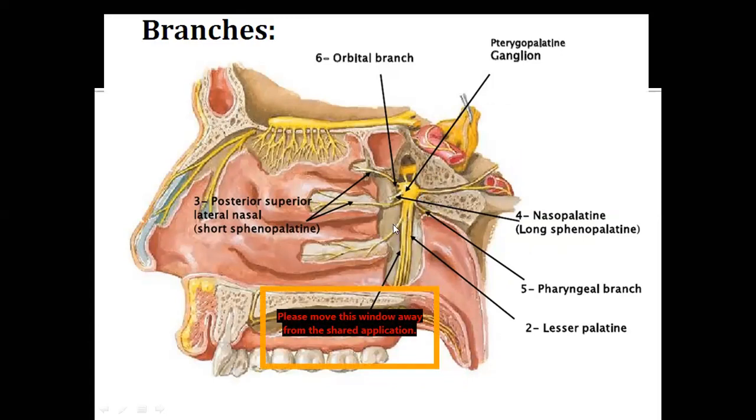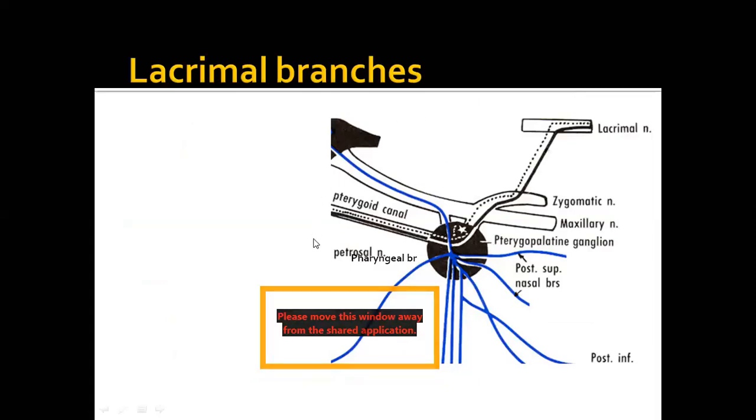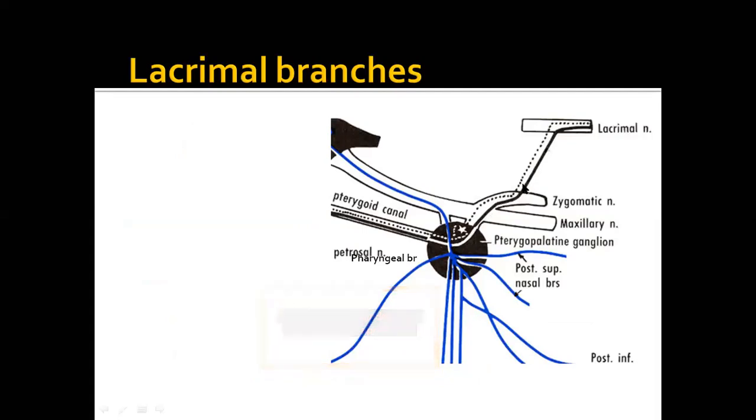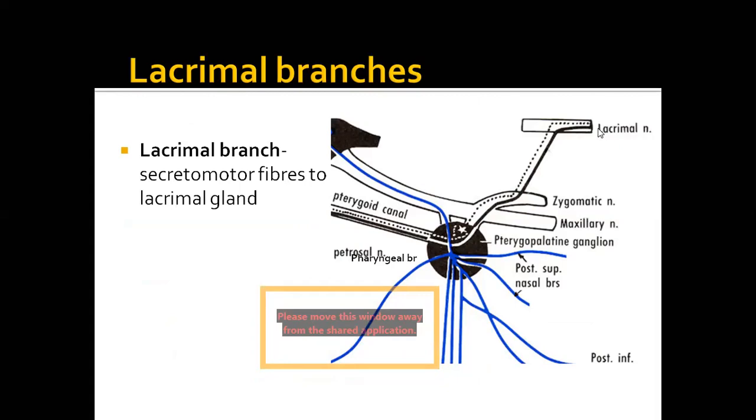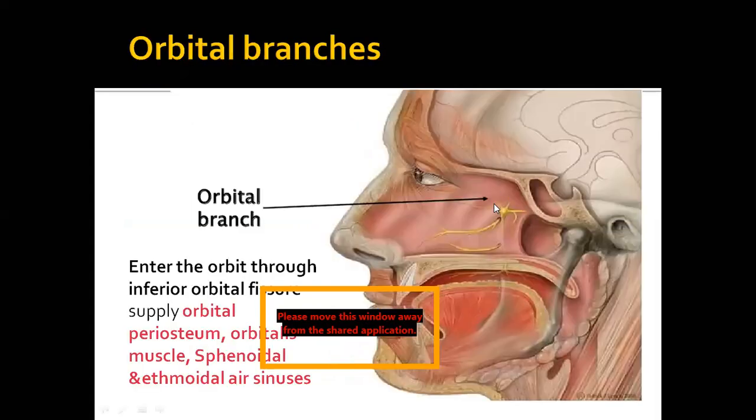First we'll see the lacrimal branch. The lacrimal branch, through the roots of the maxillary nerve, enters the zygomatic nerve. Through the zygomatic nerve, it passes to the lacrimal nerve. From there it goes and supplies the lacrimal gland. It gives secretomotor fibers, and also the sensory supply and even the vasomotor supply to the lacrimal gland. Next branch is the orbital branch.